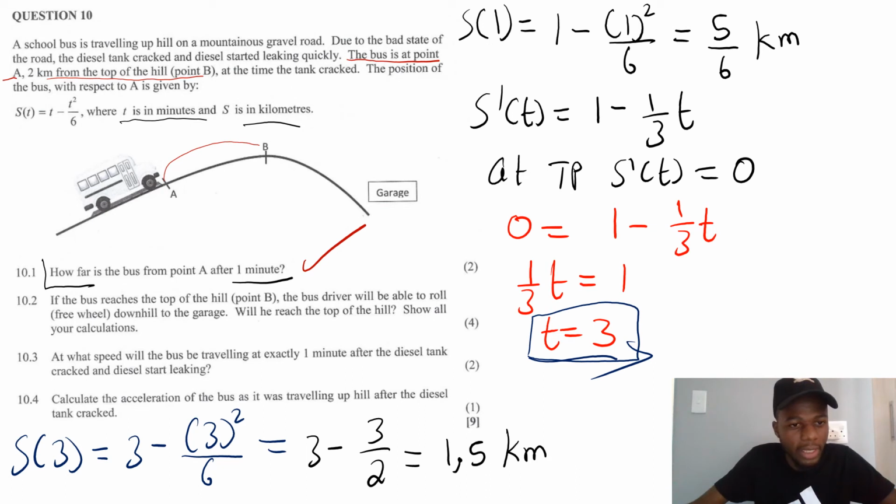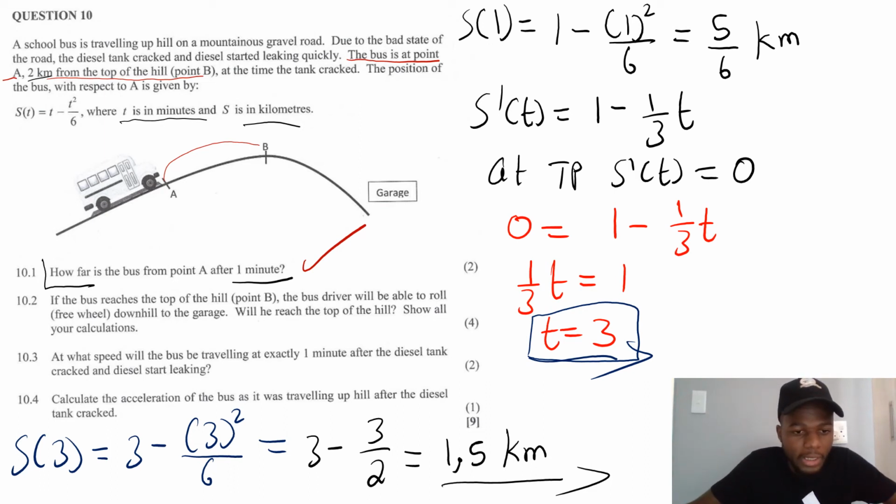Don't forget the distance is 2 kilometers. So our maximum distance does not reach those 2 kilometers. This tells us our bus driver will not reach the top of the hill because the maximum length is 1.5 kilometers. So automatically our bus driver is not going to reach the top of the hill. All right, so we are done with that one.